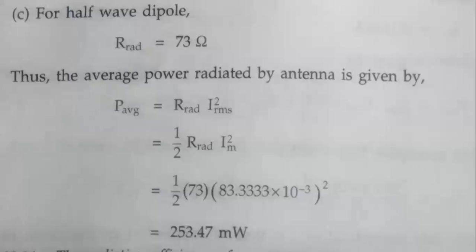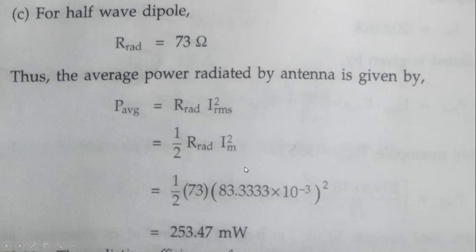Now go for the C part, again for the half wave dipole. We already know the radiation resistance is 73 ohm. By considering this value of the radiation resistance, we can find the average power radiated by the antenna. With the help of the basic formula I square R, P average can be calculated as I RMS square into R radiated. Taking I RMS square as Im square by 2, this is 1 by 2 of R radiated into Im square.